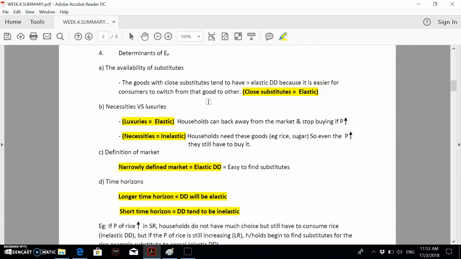So the moment you can make a comparison and see the closest substitute, you will not buy the original one because the price is going to increase. The price has already increased, so you switch your option to the product that is relatively cheaper than the first one. So we can say that close substitutes mean demand is more elastic.